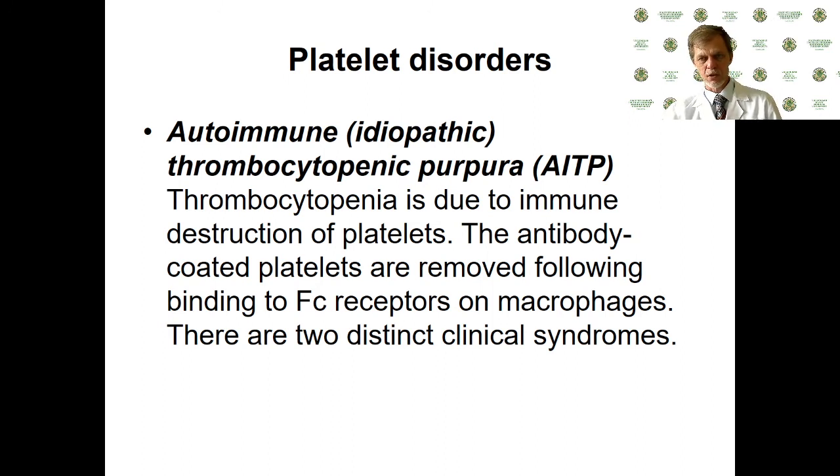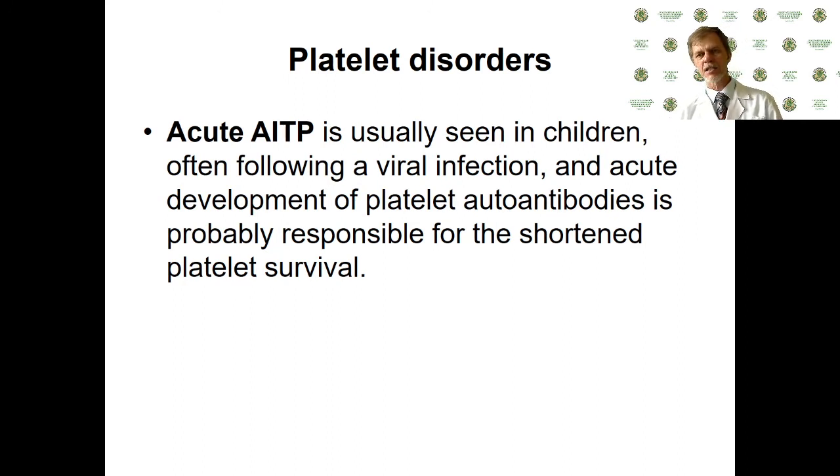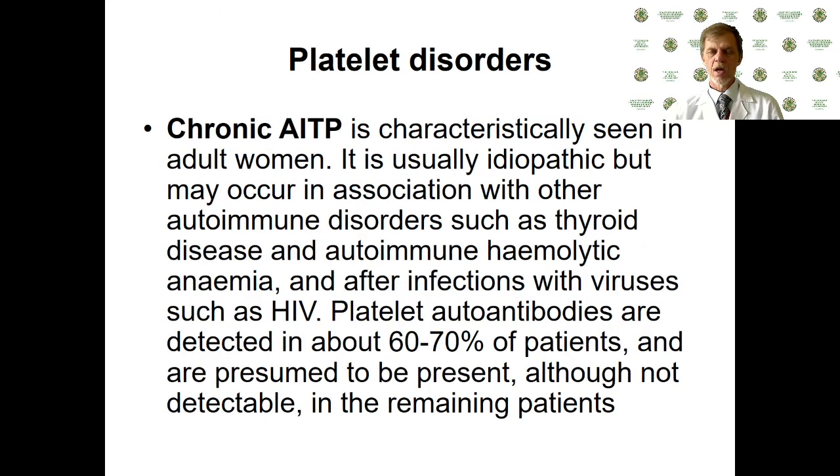There are two distinct clinical syndromes in case of AITP. Acute AITP is usually seen in children, often following viral infections, and acute development of platelet autoantibodies is probably responsible for the shortened platelet survival. So in children, usually this disease lasts for a few weeks and disappears completely without any consequences. Chronic AITP is usually seen in adult women. It's usually idiopathic, but may occur in association with other autoimmune disorders such as thyroid disease and autoimmune hemolytic anemia, or after infections with viruses such as HIV. Platelet autoantibodies are detected in about 60 to 70% of patients, and presumed to be present, although not detectable, in the remaining patients.